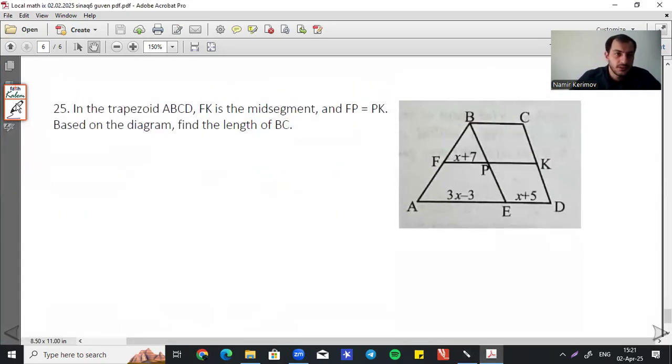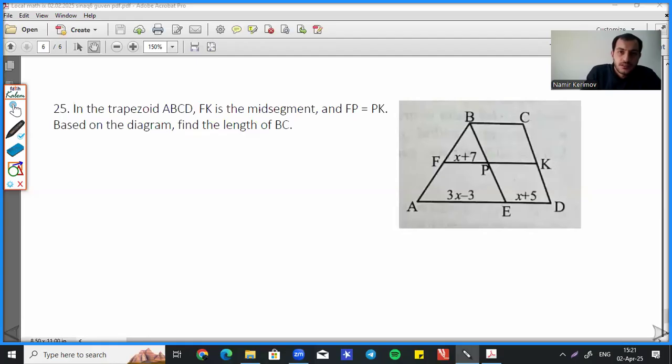And 25 here. FK is a mid-segment. Okay. So mid-segment means that the sides will be the same. And FP equal to PK, that means it's also X plus 7. We should find the length of BC. Let's call it Y.